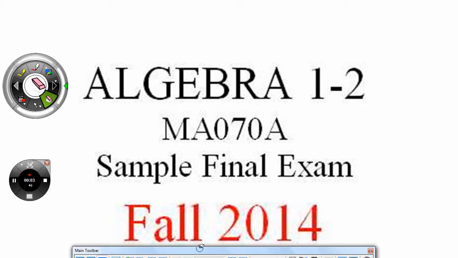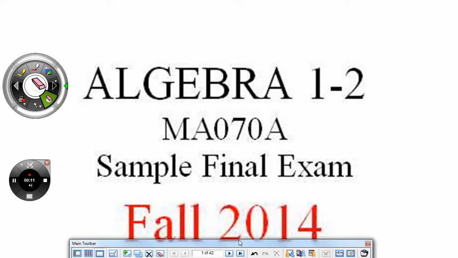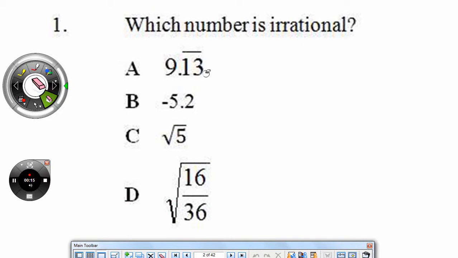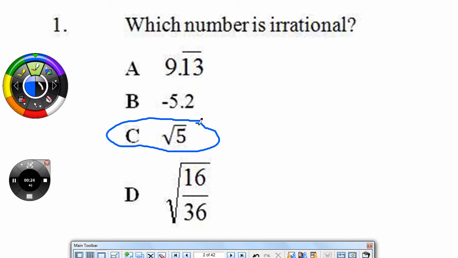Okay, hello everybody. I'm going to go through all of the solutions to the sample final exam. And so here we go. Number one, which number is irrational? The number that is right here, this radical 5. Any number that's not a perfect square is a crazy decimal that never ends or repeats. So any number that's not a perfect square.